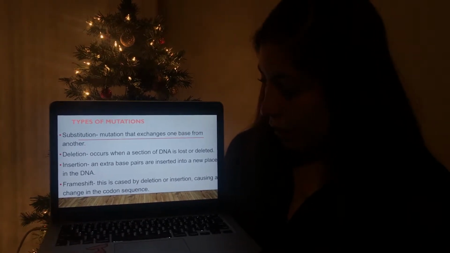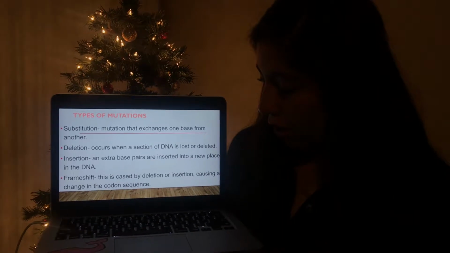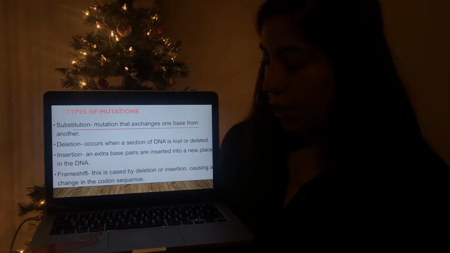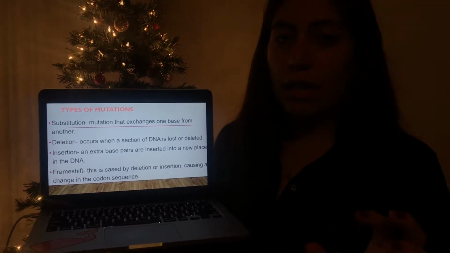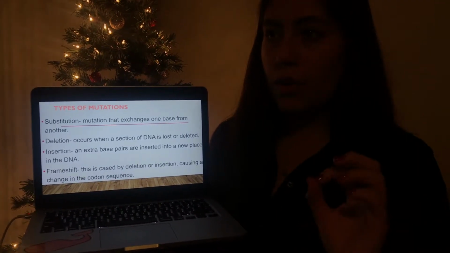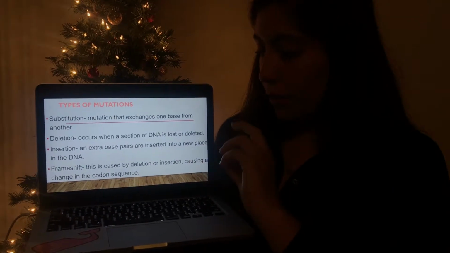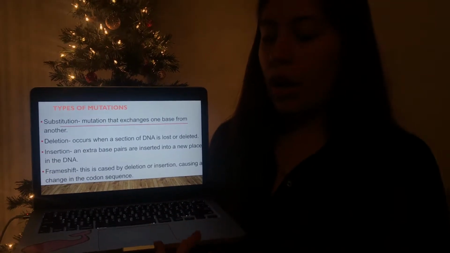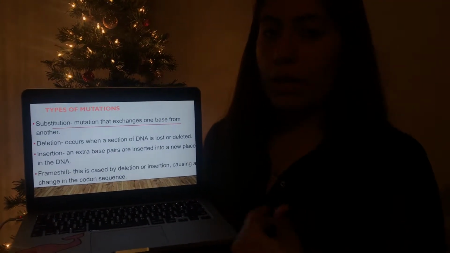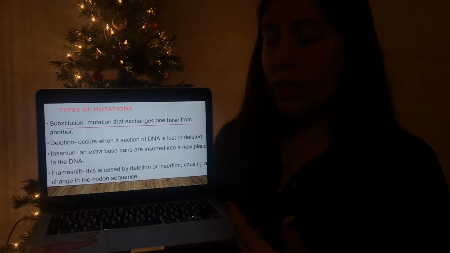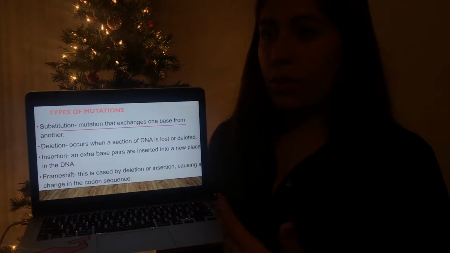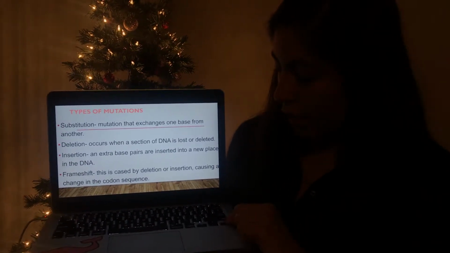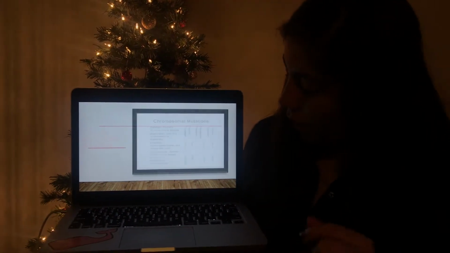And another type is frameshift, which is caused by the deletion or the insertion, and that causes a change in the codon sequence because DNA comes in codons. So when this happens, a frameshift causes it to basically not be programmed to what it really should be processing in the DNA, and it changes. So it's basically information that is not needed because it's all jumbled up. And you can see it in the next slide where I can show you.